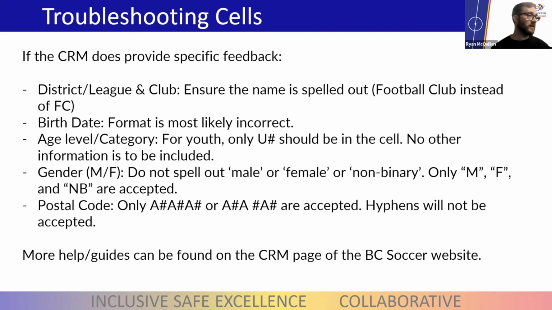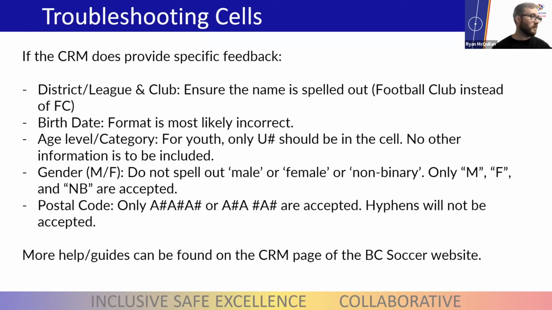Age level category for youth, only U and then the number should be in the cell. No other information is to be included. Sometimes clubs or districts or leagues will put U6 boys, U6 girls, U6 selects. If those other values are in there, it won't go in.